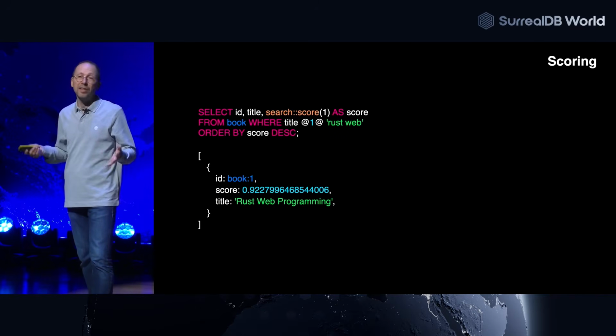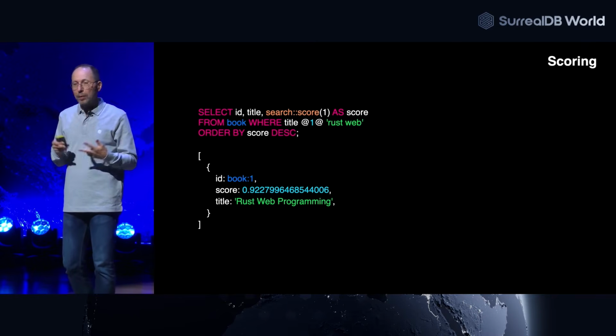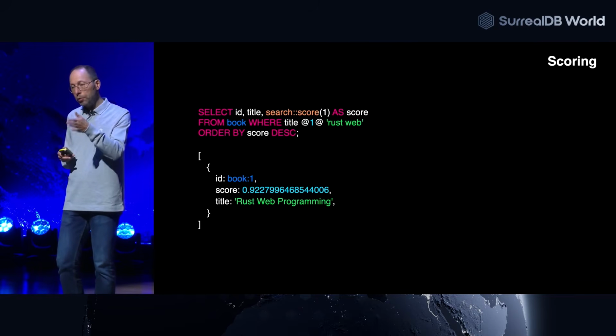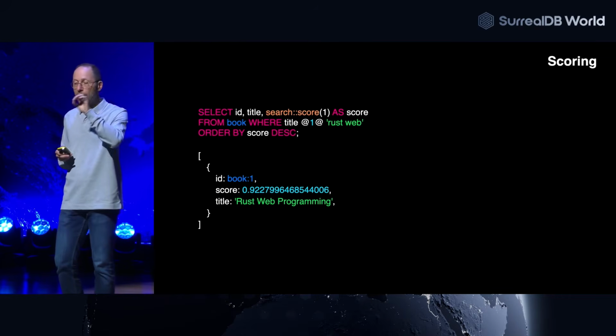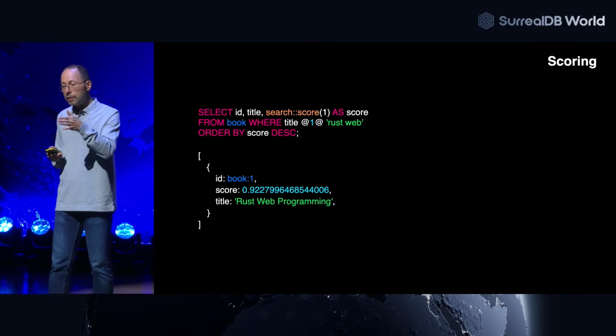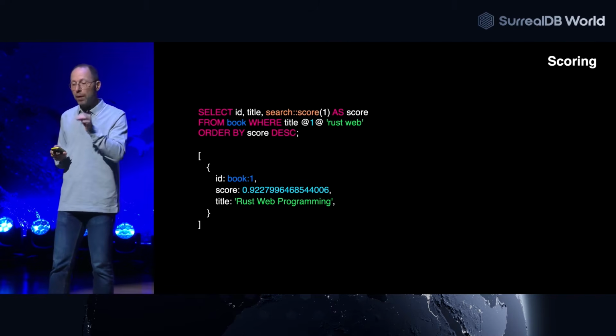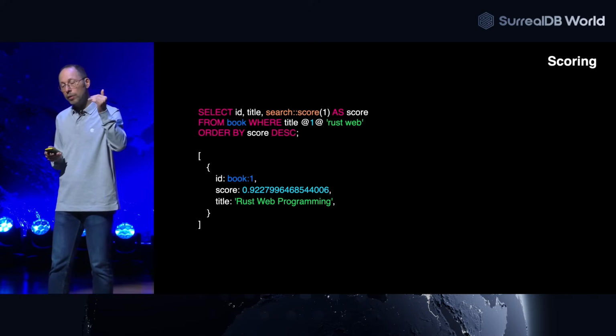Then we have scoring, because of course when we do full text search, we want to sort the result by relevancy. So BM25 is the funny algorithm that provides a score. And we expose this score through this function, search score. So again, you put the reference to the matches operator, because you can have several of them. In this case, it's just one. And you have a score, which is the BM25 score. Higher it is, more relevant it is.